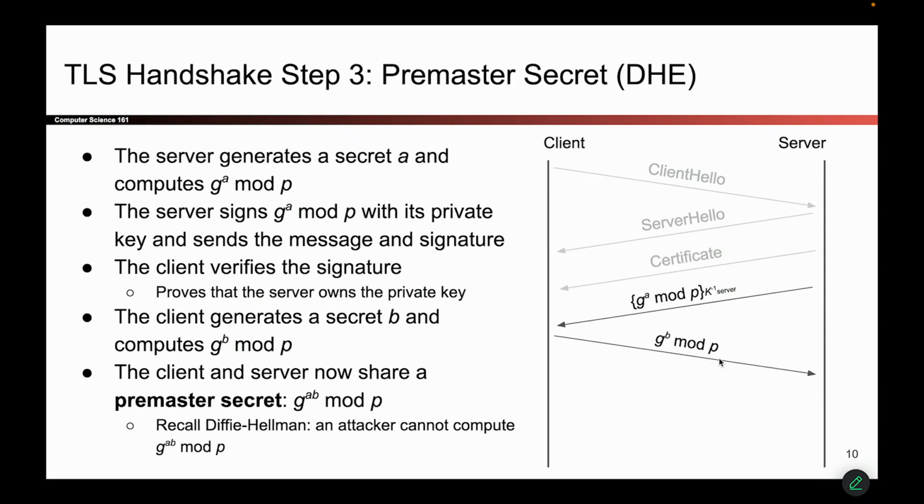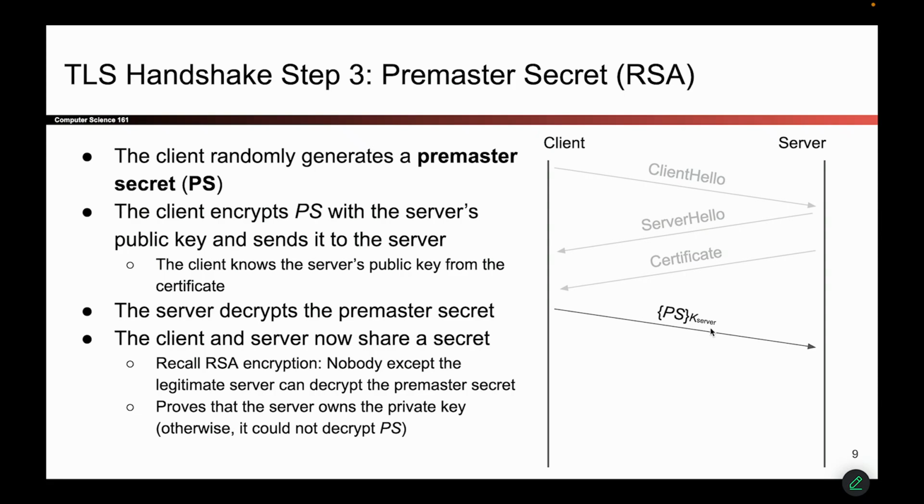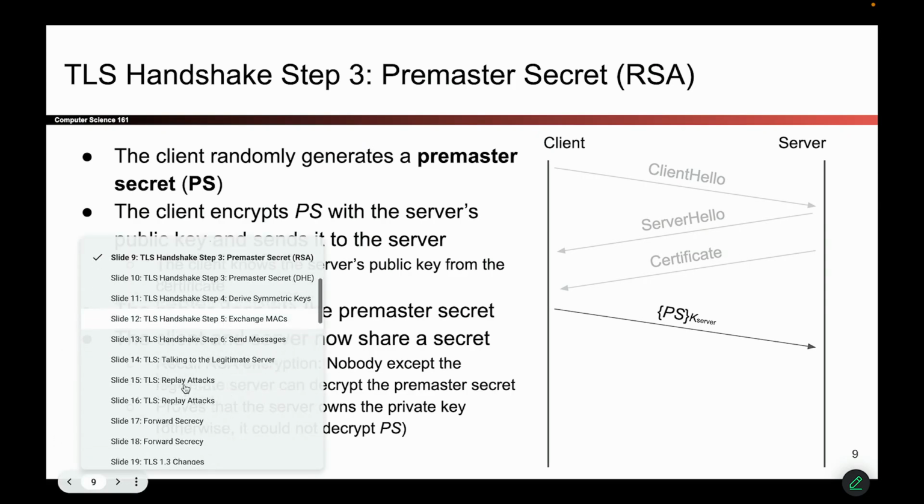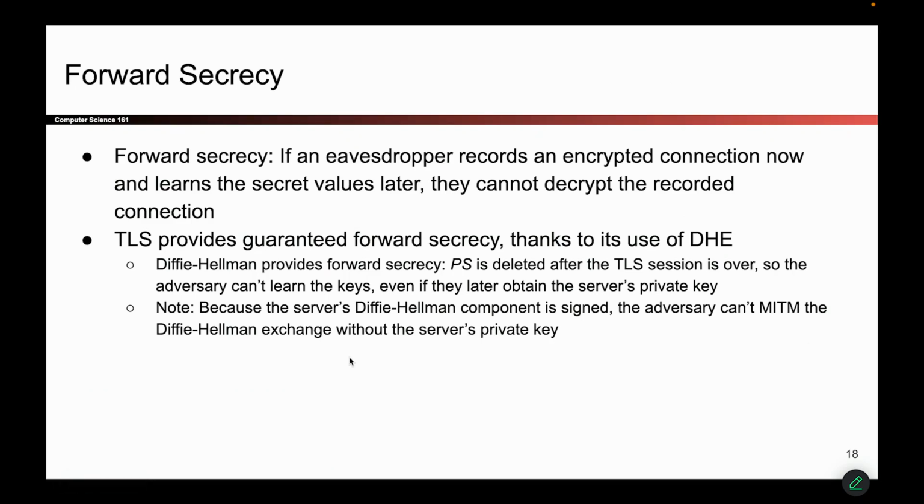So the Diffie-Hellman version does provide forward secrecy because a and b can be discarded after each exchange, whereas the server's private key cannot be discarded after every exchange. They have to use it every single time to match with the certificate. So that's the difference between the RSA and the Diffie-Hellman versions of TLS. If you use the Diffie-Hellman version of TLS, you do get forward secrecy, and the RSA version does not give you forward secrecy.